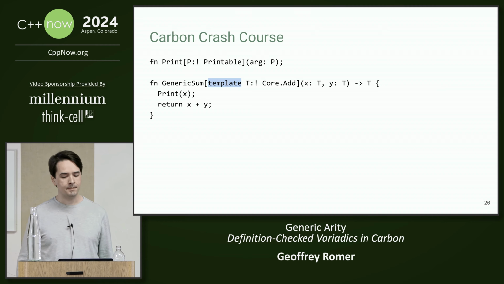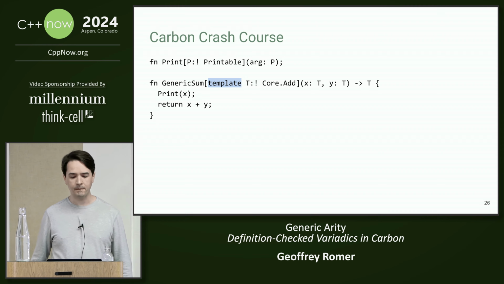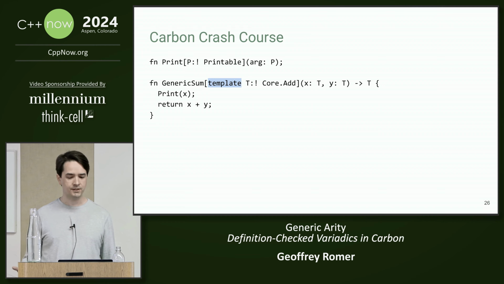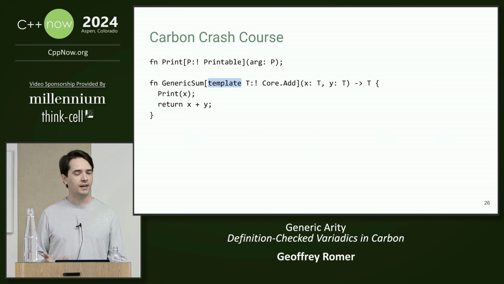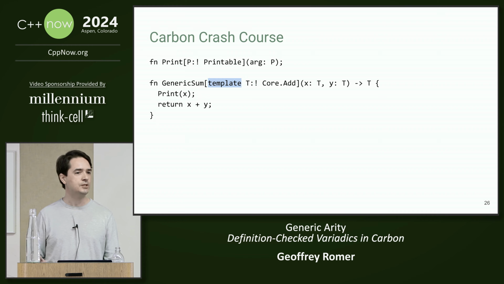So if we want to make this code compile, we could add a printable constraint to T, or we could make T a template binding by adding the template keyword. And that makes T behave basically like a C++ template parameter. It means the function will be instantiated separately for each argument type that it's called with, and the code that depends on T, which is basically the whole function, won't be type checked until that instantiation. As a result, the constraint core.add now acts like a C++ concept. It constrains what types you can call this function with, but it no longer constrains what you can do with T in the function body.